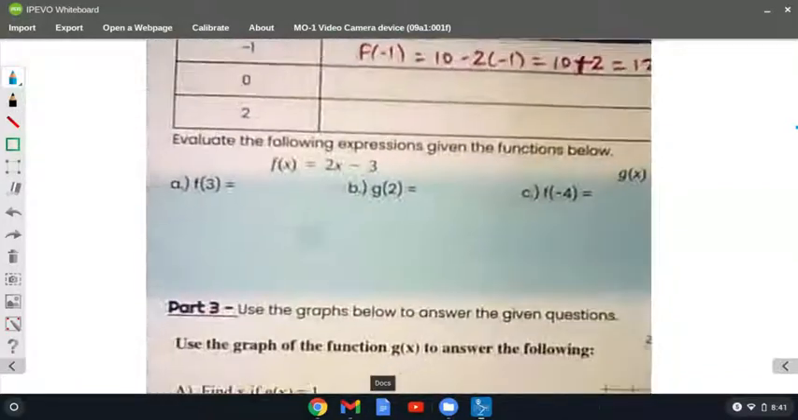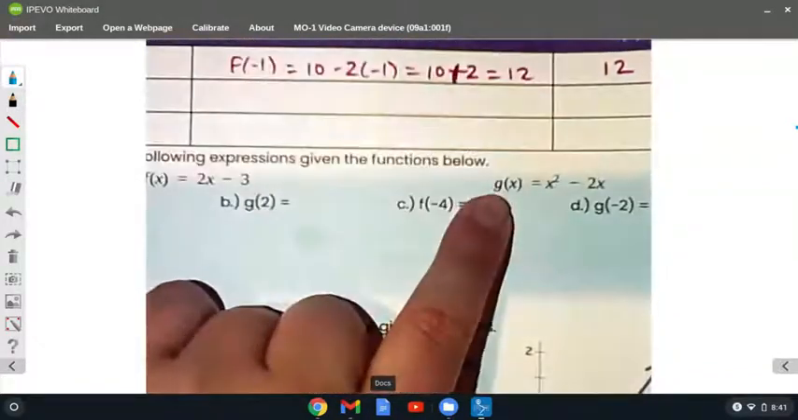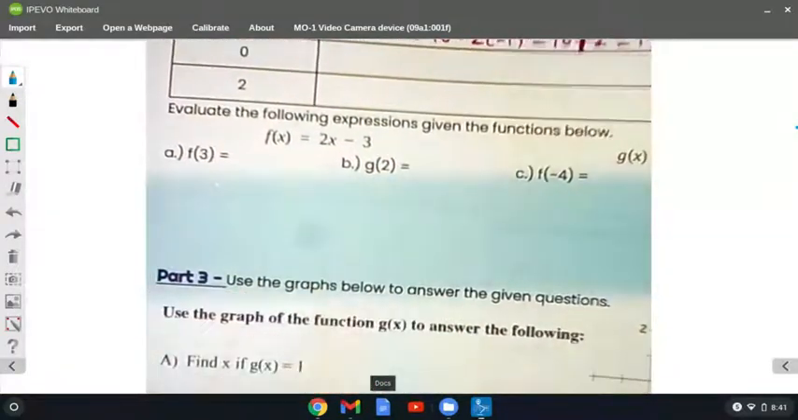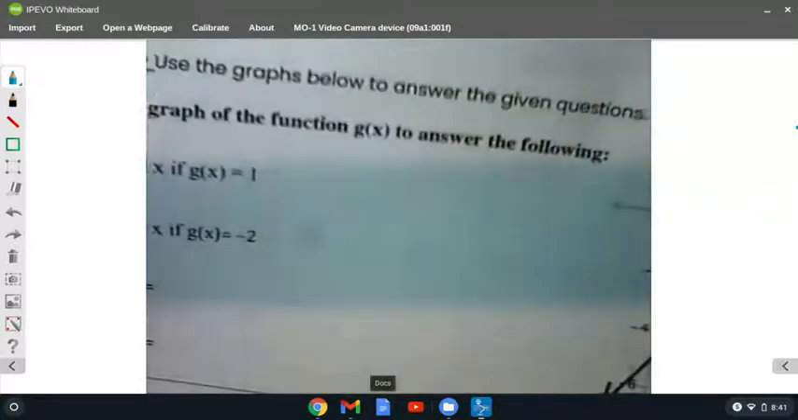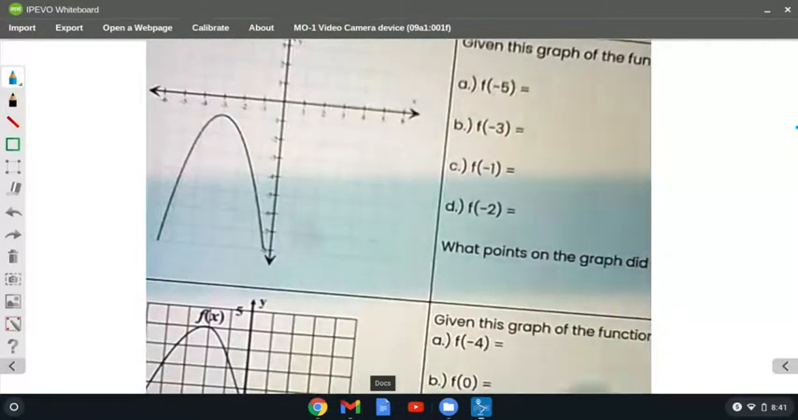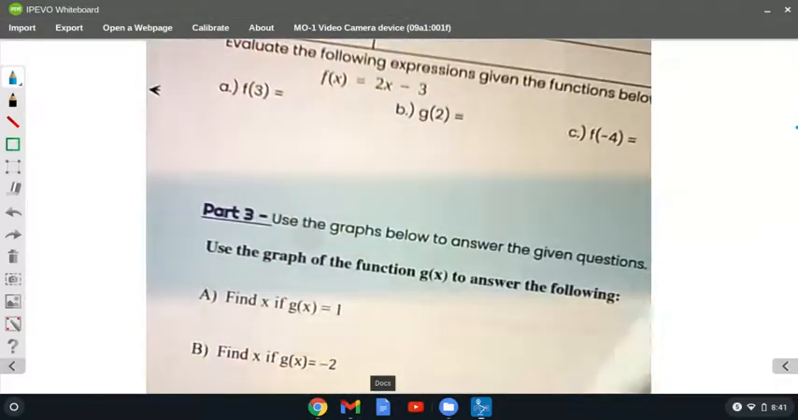This one, they're giving you two different functions, an f and a g. So just pay attention here to whether we're working with f or g to know which function you're using. Then we got some from a graph, which we just worked on, and we just worked on this stuff. So you guys should be good from here.